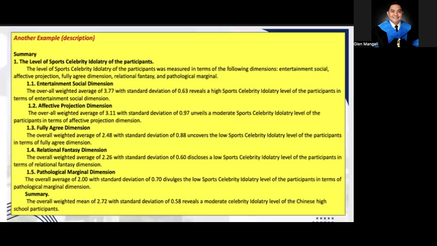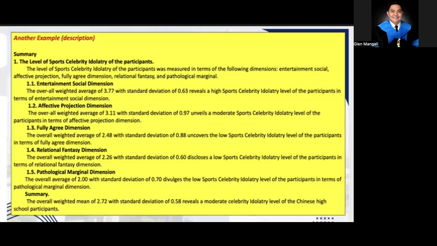So for example, the level of sports celebrity idolatry of the participants, and then you have a short introduction presenting your result, and then 1.1, that's the first subheading, and then the result in 1.1, and then 1.2 subheading, and then the result of subheading 1.2 until you complete that. And then you put the summary as the main highlight of the entire result in RQ1.